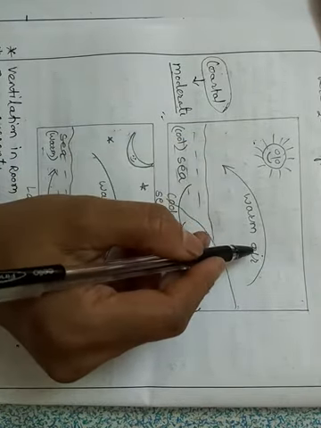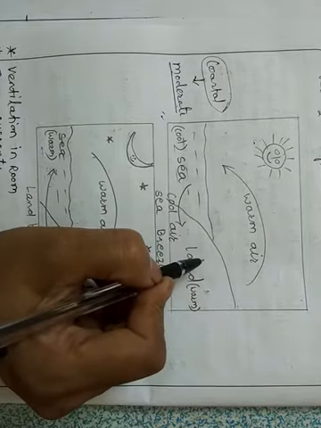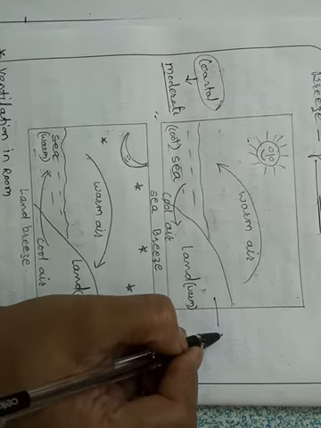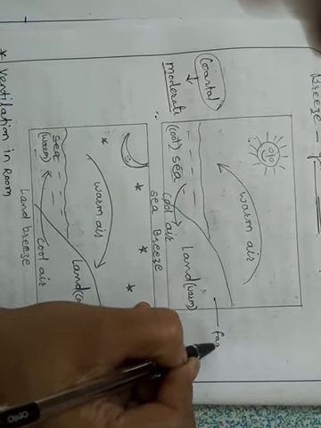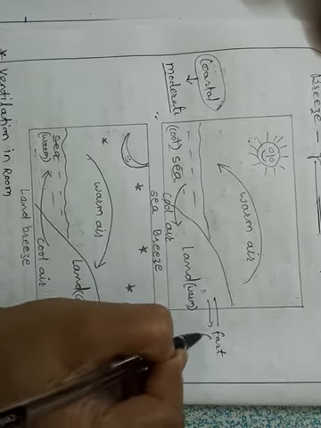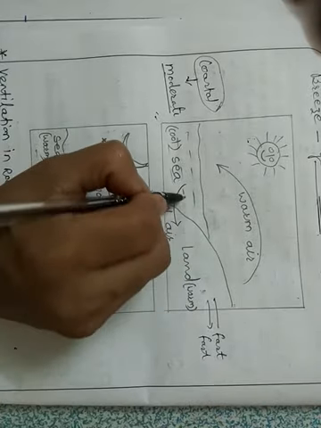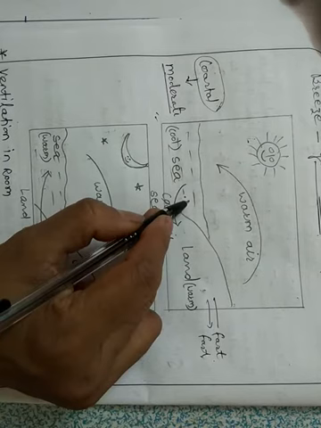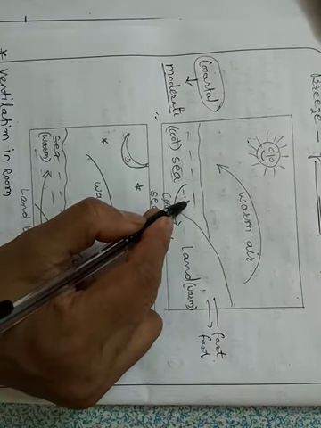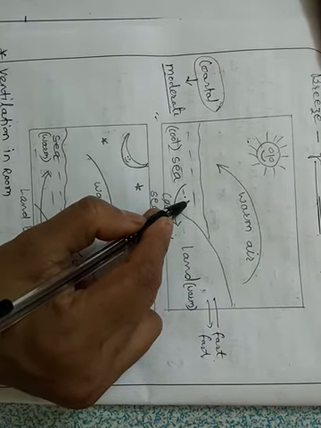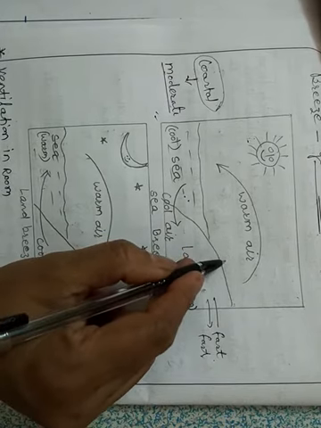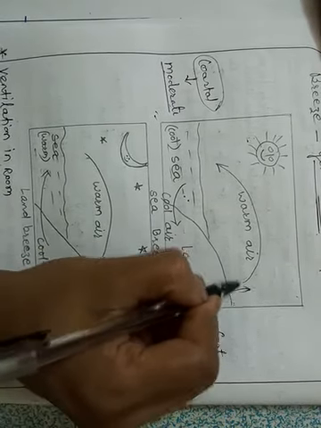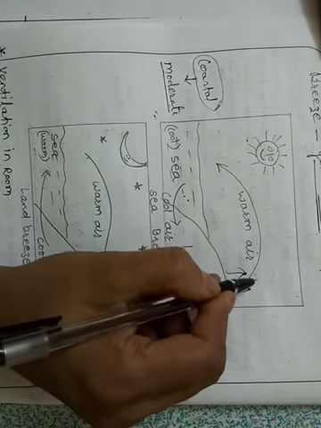During the day the land warms up more than the sea. We know that land gets heated very fast and also it cools very fast compared to the water. So the land warms up more than the sea during the day and the hot air rises upwards. This hot air from the land rises upwards.